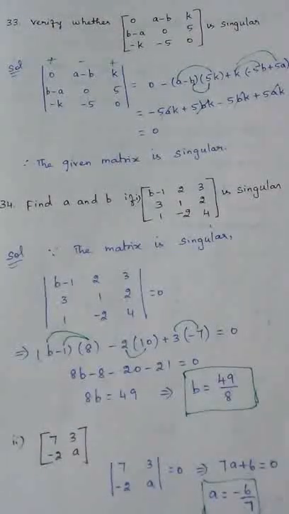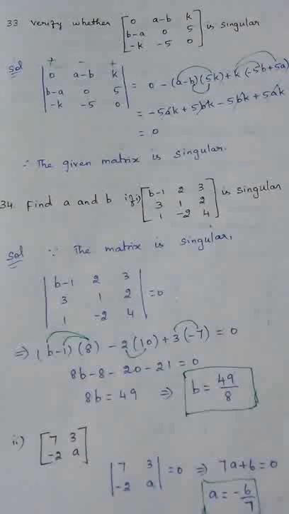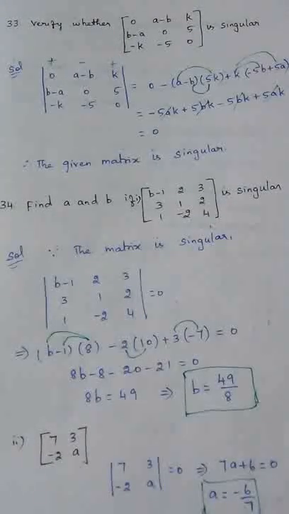Hope you would have understood. These are all concepts of singularity. If a matrix is singular, its determinant value is 0. Non-singular, determinant value is not equal to 0.